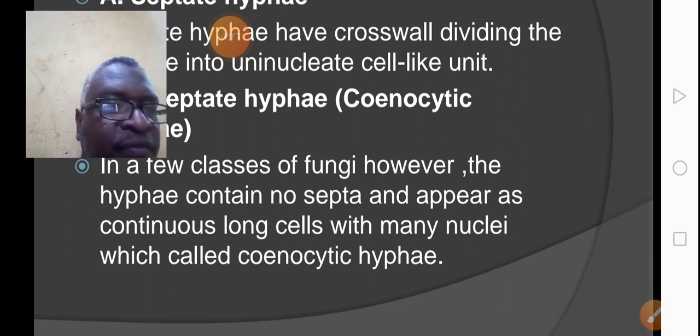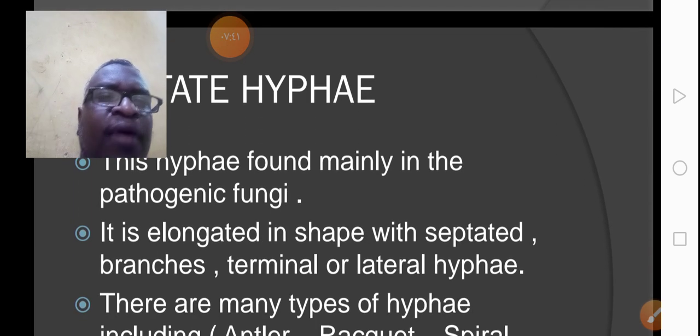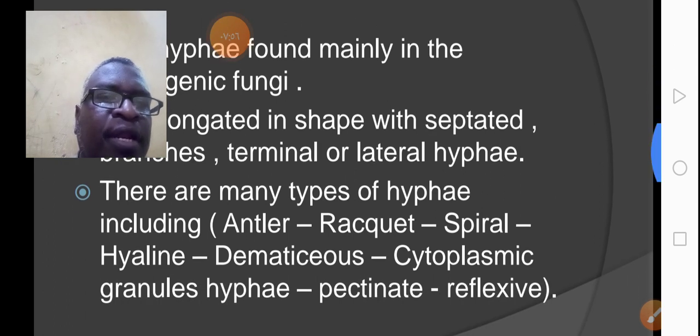And in this type, if there is damage or a disease of the fungus, the whole fungus can die. It is different from septate hyphae, which can separate the fungus from each other. Septate hyphae are found in many pathogenic fungi, and they are very important for identification in direct microscopy. It is elongated in shape with septate branches, terminal or lateral hyphae, and there are many types of the hyphae.